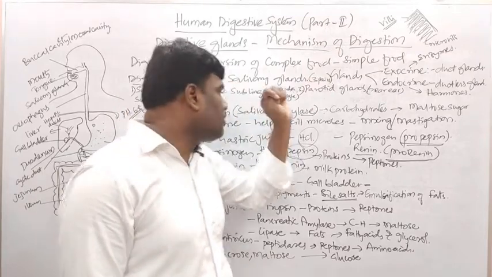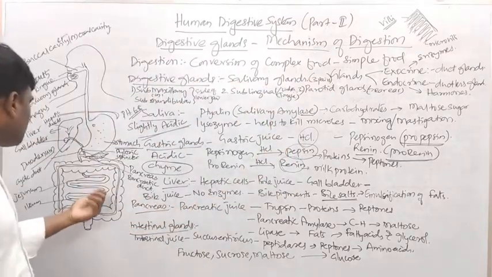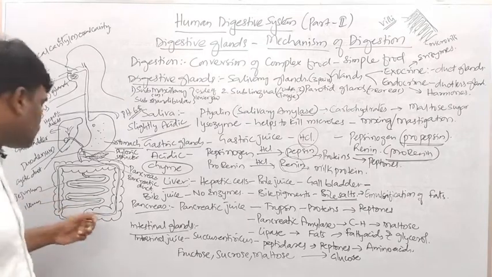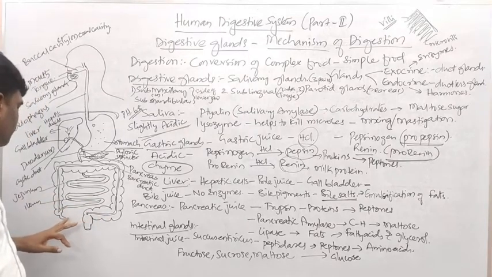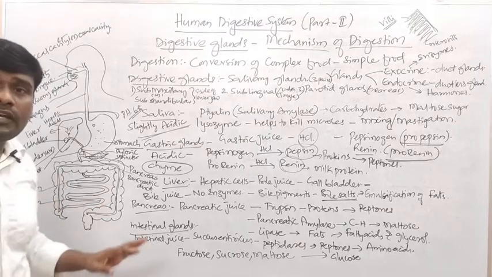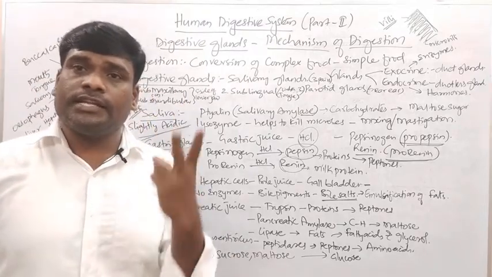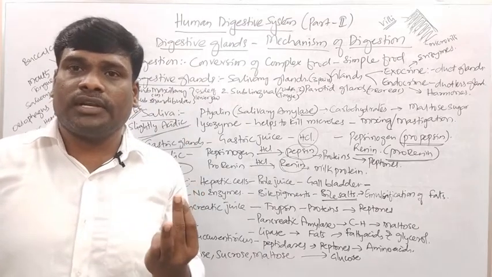Got it? And what happens here? The food enters into the large intestine. We have seen in yesterday's video that the large intestine also consists of three parts, children. First is the cecum, second is the colon, and the third one is what, children?